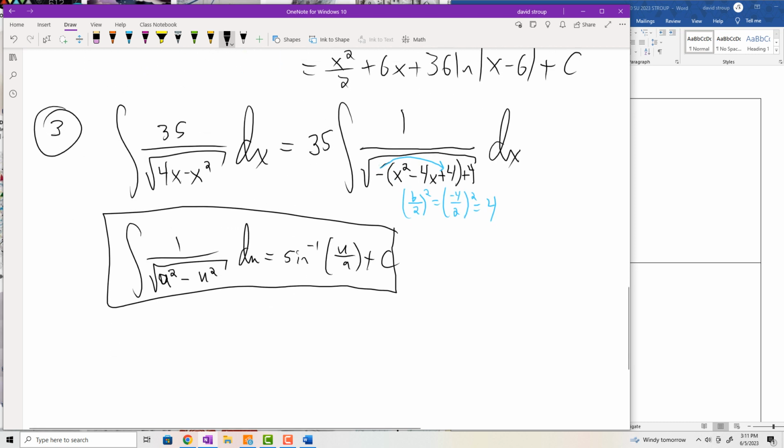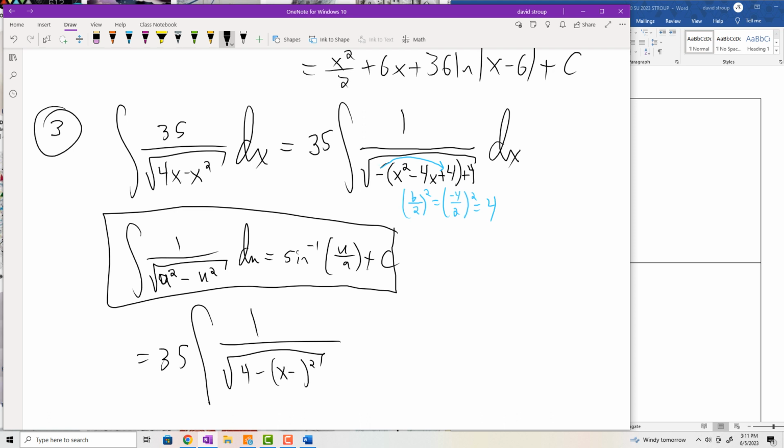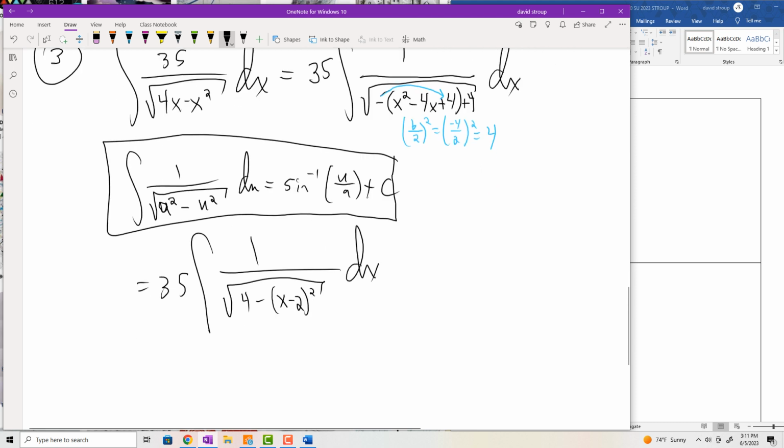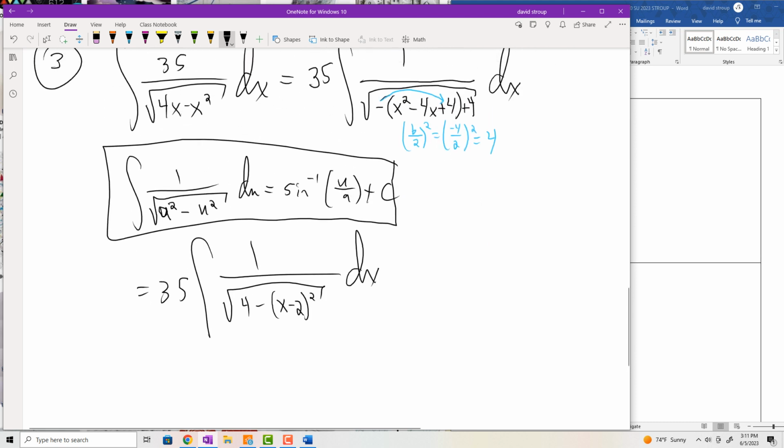At this point, you can rewrite. So this will be the 35 integral of 1 all over the square root of 4 minus this x squared minus 4x plus 4, but you want to factor it into a binomial. So this will be x minus 2 squared and then dx. Now it's almost in the form. We want to replace this x minus 2 with just a u expression. U for the x minus 2, du will just be dx. So we don't have to worry about any constants or anything.